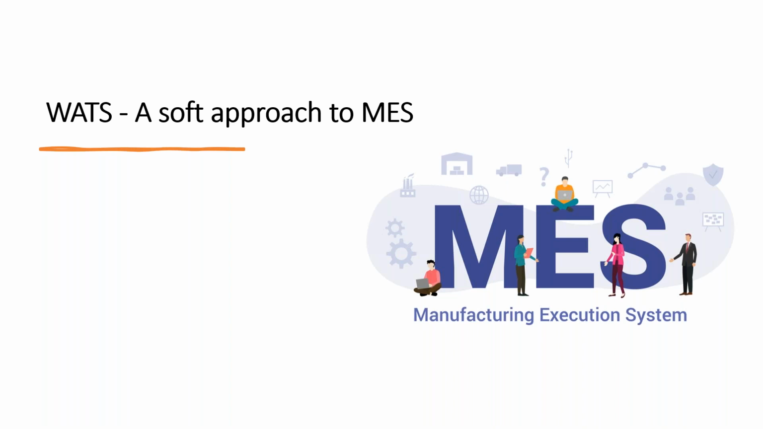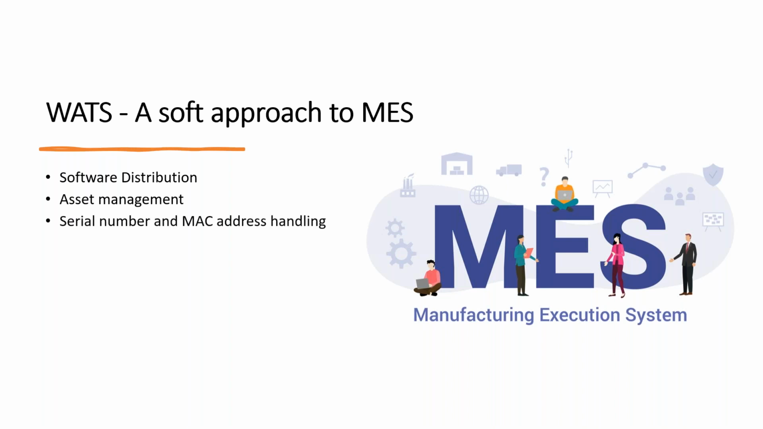The WATS features that I will be covering today are software distribution, a system to ease the distribution, installation, and execution of test software on your test equipment. Asset management, which helps you keep track of all your test assets in terms of number of runs, maintenance schedules, and calibration. We have serial number and MAC address handling, which enables you to control and distribute both serial numbers and MAC addresses.